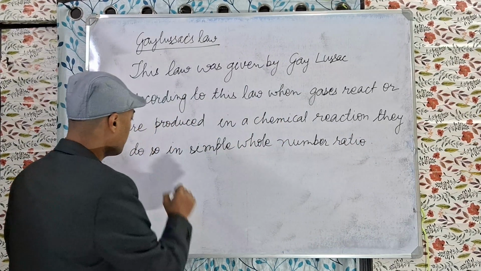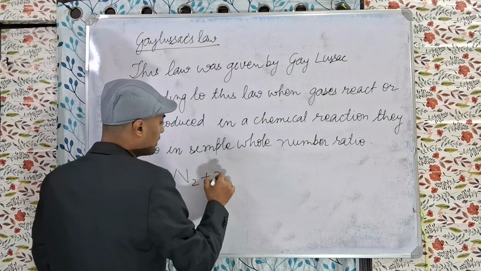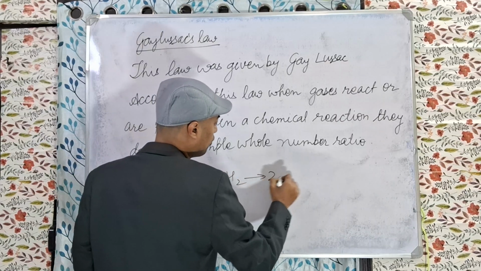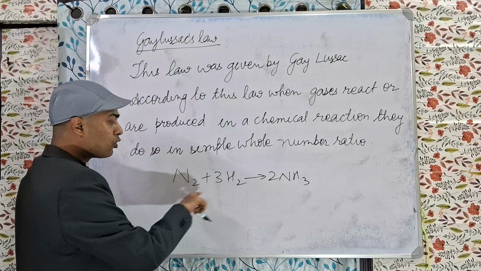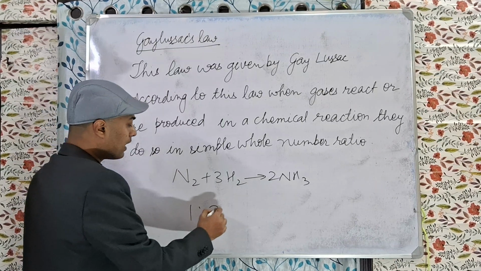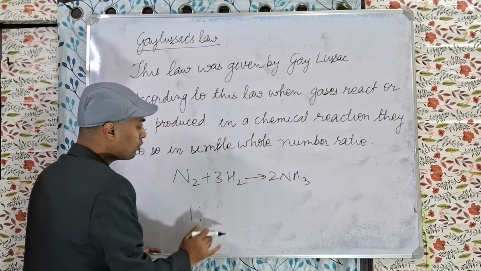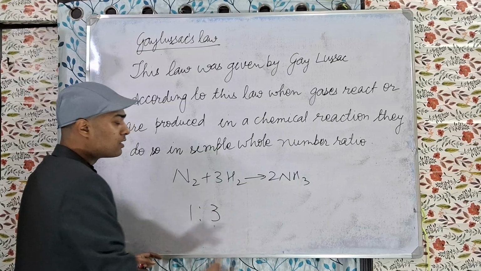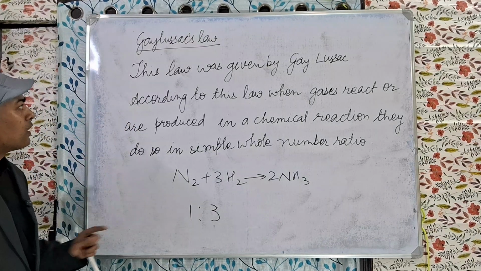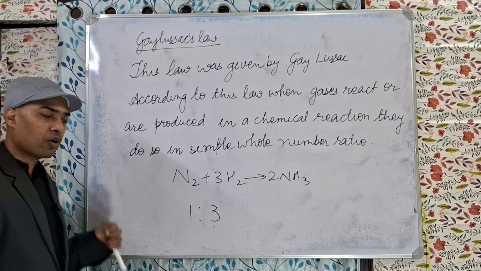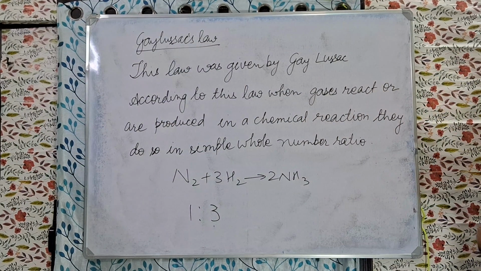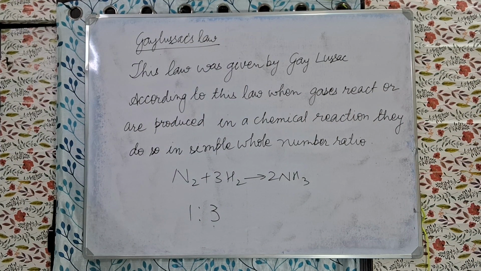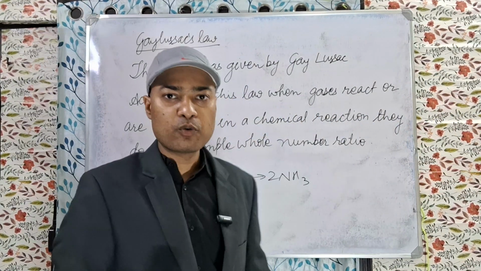For example, N2 plus 3H2 gives you what? 2NH3. So here you can see that N2 and H2 are gases, and they are reacting in a 1:3 ratio, which is a simple whole number ratio. That is why it follows Gay-Lussac's law. So you can note it down. I hope you would have written it.